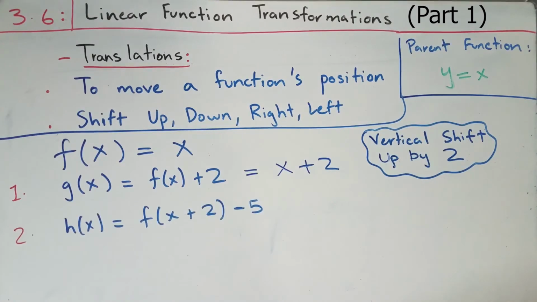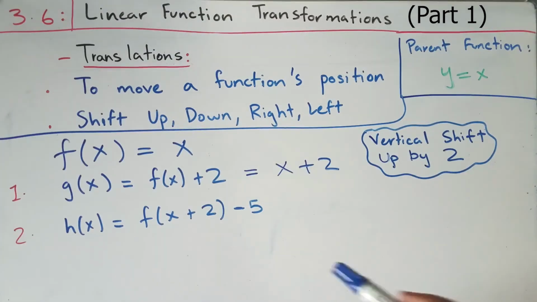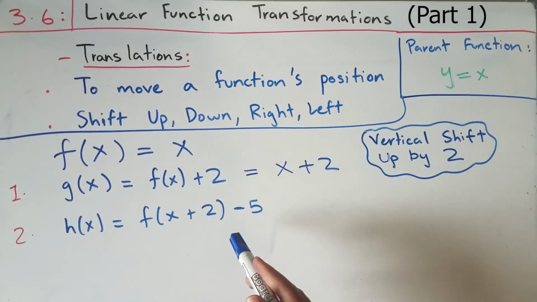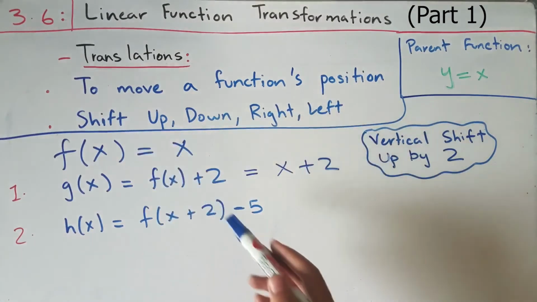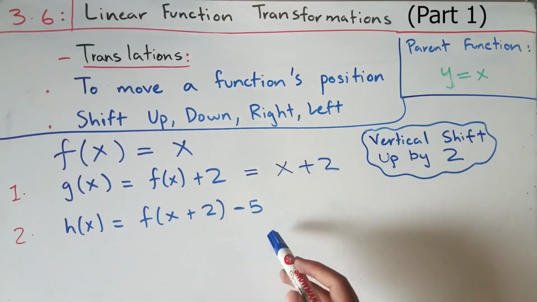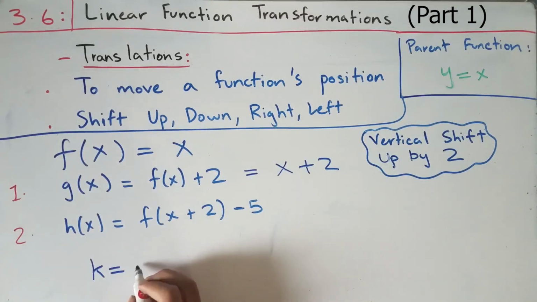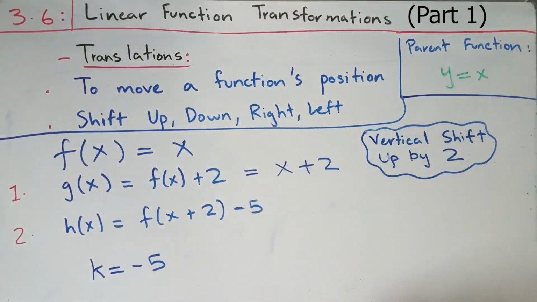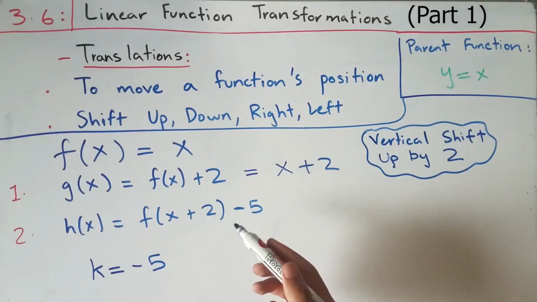In the second question, we're given the transformed function h of x, which equals f of x plus 2 minus 5. So in this case, we have a compound transformation because we're not only shifting the x values of the original function f in this x plus 2, we're also shifting the whole f of x function by -5 in the vertical direction. So in this case, I know that my k constant would be -5 as we're shifting the function downwards by a value of 5.